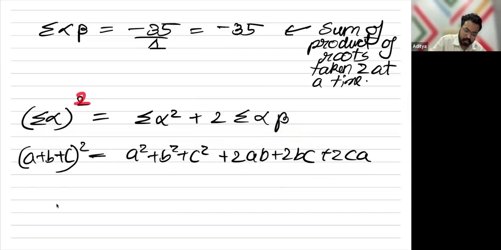If I square them, it will be equivalent to adding up the squares of those numbers plus twice the numbers taken two at a time. This is all a consequence of distributive property. Okay, so if I use this, I already know what summation alpha is. I already know what summation alpha beta is. If I can figure out summation alpha square, this question will get solved.